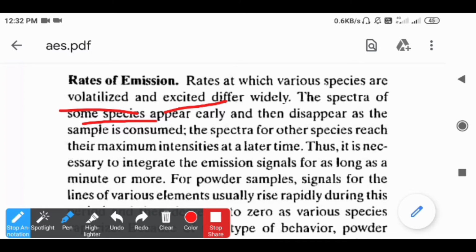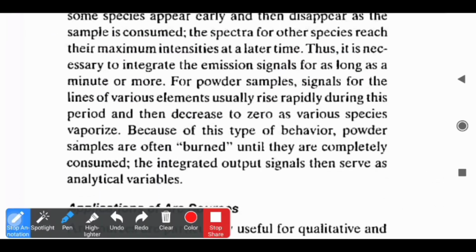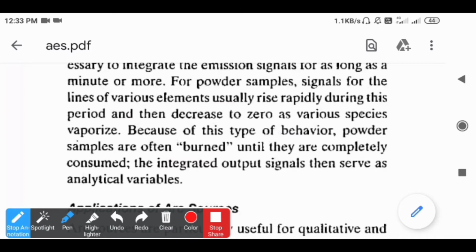But once that species gets consumed, we will not get the spectra for that particular species. If we continue the spectrum run, we will get the species which volatilize at higher temperature. These other species reach their maximum intensity at a later time. Thus it is necessary to integrate the emission signal for as long as a minute or more. For a particular element or species, we need to consider the time period for that specific species.